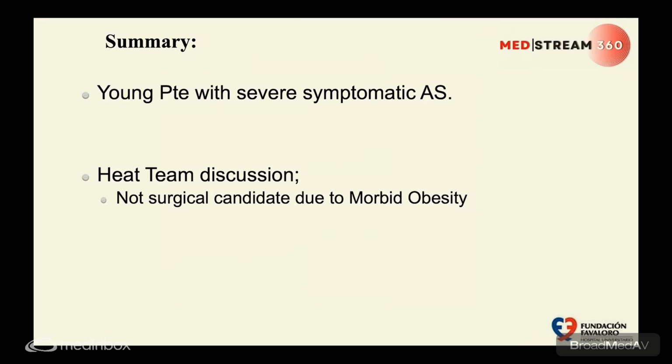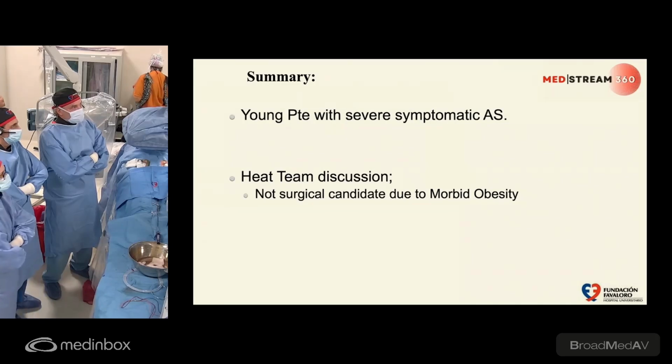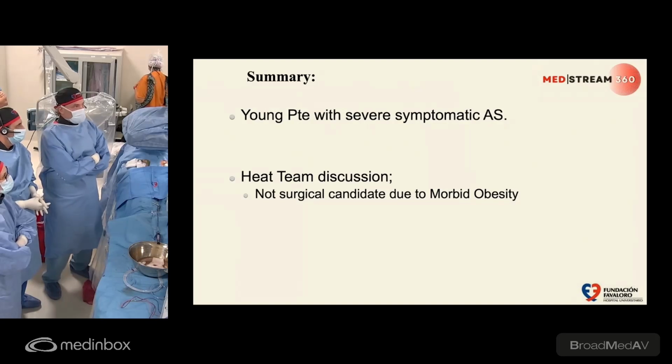Next. So in summary, it's a young patient with severe symptomatic aortic stenosis. In the team discussion, where Dr. Fava was present, they considered, according to the surgeon, that he is not a good surgical candidate specifically due to morbid obesity and this huge body mass index. So you might see him on the table. He's occupying all the table, and I will show you some difficulties related to that. Next.